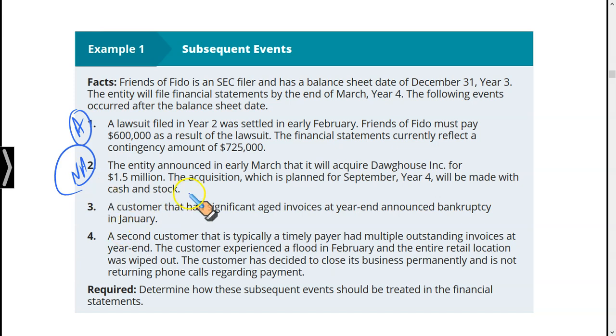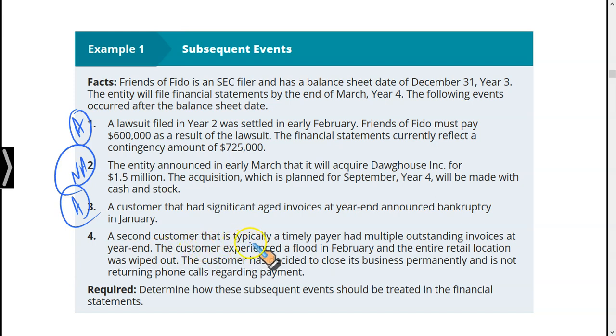Next, we have a customer that had significant aged invoices at year end. The condition existed on the balance sheet date, and the customer announced bankruptcy in January. It is a recognized adjusting event because the condition existed on the balance sheet.